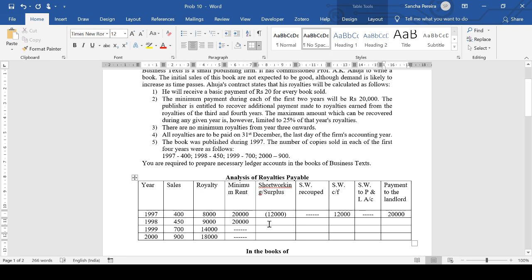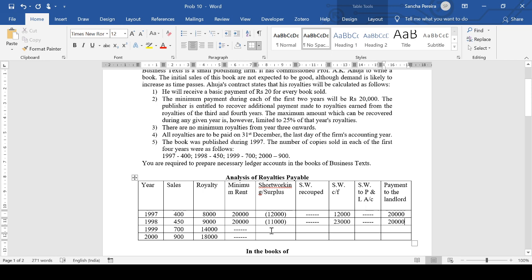Same thing here. Here the short working is 11,000. Nothing can be recouped. So the entire thing is carried forward. So we have 12,000 of last year, 11,000 of this year. So that comes to 23,000. We still have hope of recovery. Payment to the landlord will be 20,000.